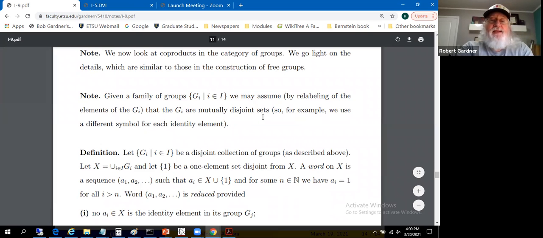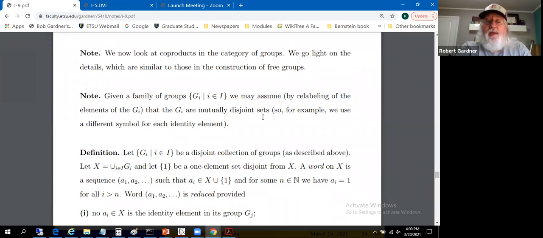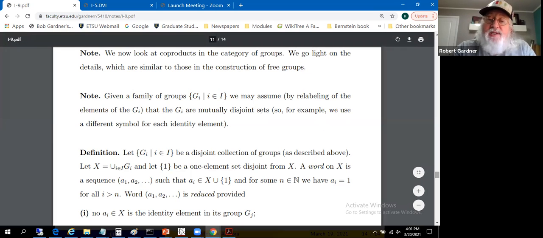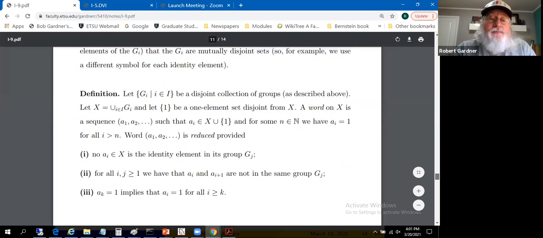So we're going to take these elements of these groups and treat them as letters when we do the free group thing, when we make words. So I need all these groups to have different letters. For example, we'll have to make the identities something different in each group. So given a family of groups, we'll assume in what follows that these groups form mutually disjoint sets.